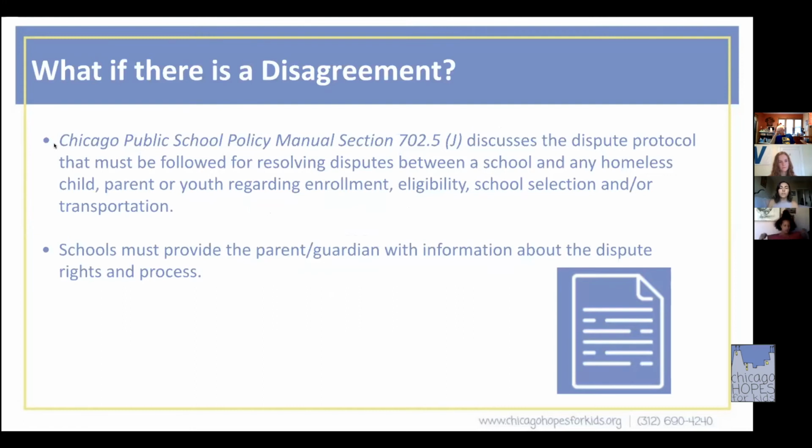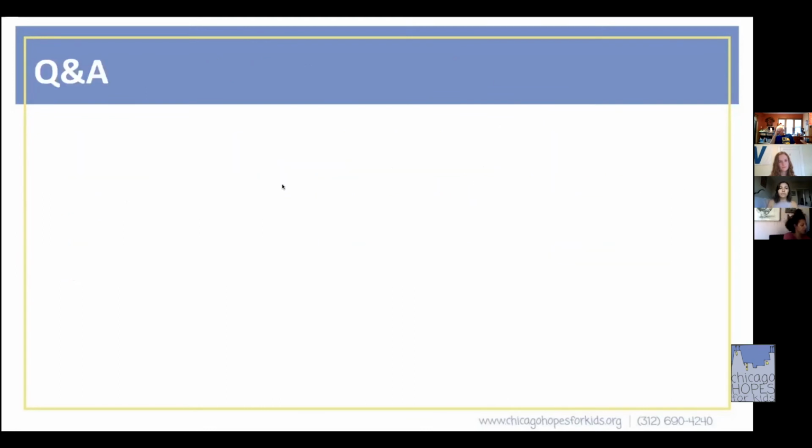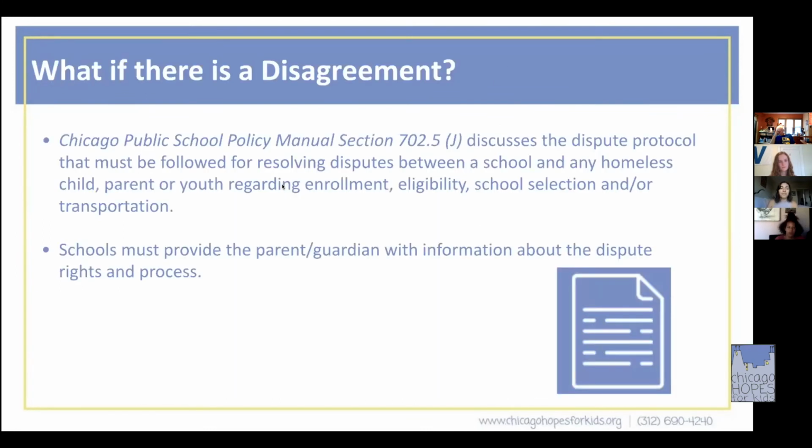So if there is a dispute, if a family feels like their rights are being violated, Chicago Public Schools does have a very formal dispute process and protocol. So the family can essentially tell the person at the school that they're working with, which is typically going to be the SDLS liaison, that they would like to file a dispute. Once that happens, the school should give them some kind of paperwork to fill out.